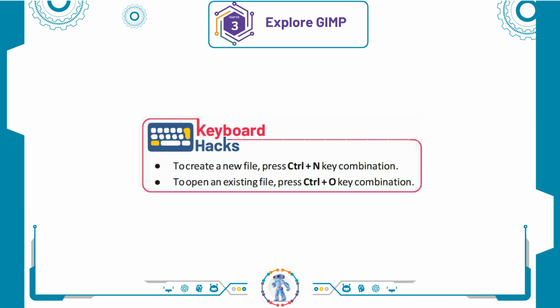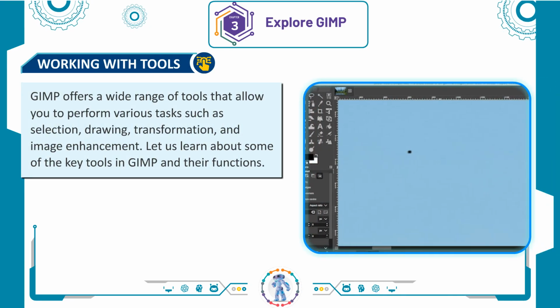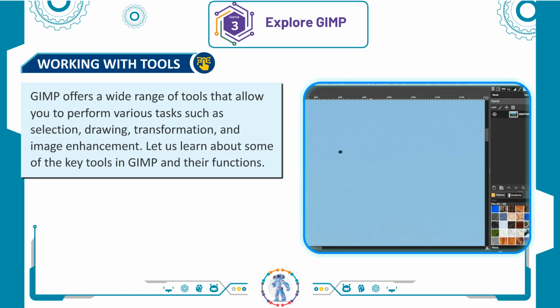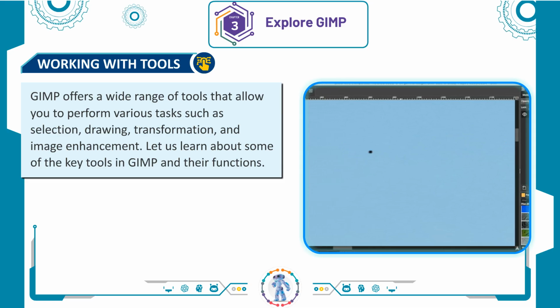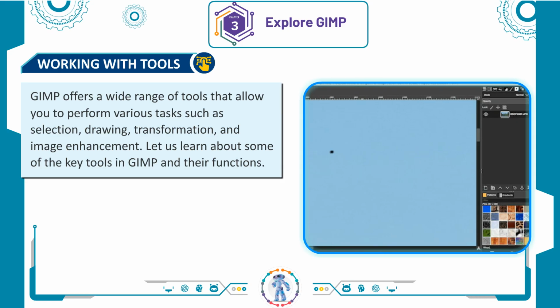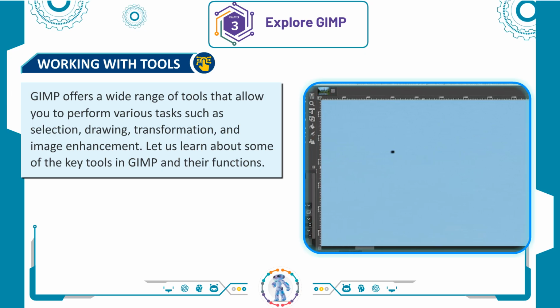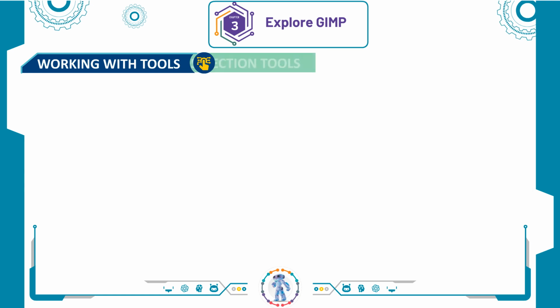Keyboard hacks. To create a new file, press Ctrl plus N key combination. To open an existing file, press Ctrl plus O key combination. Working with tools. GIMP offers a wide range of tools that allow you to perform various tasks such as selection, drawing, transformation, and image enhancement. Let us learn about some of the key tools in GIMP and their functions.